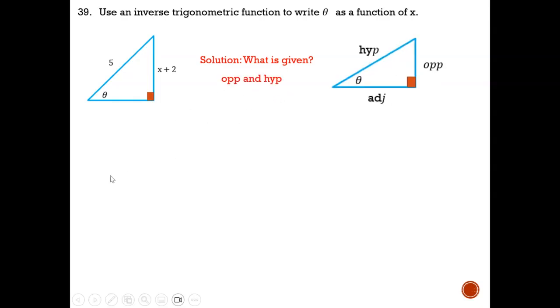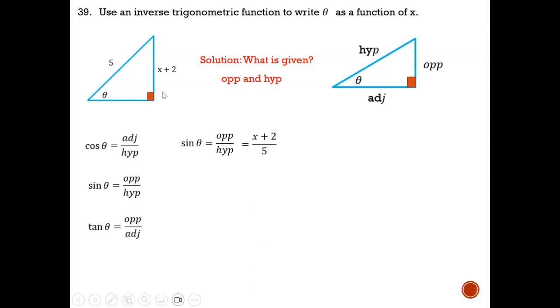So we're going to use opposite over hypotenuse, which is the sine. Sine of theta equals opposite over hypotenuse. The opposite will be x plus 2, and the hypotenuse will be 5. So it gives us the sine of theta equals x plus 2 over 5.